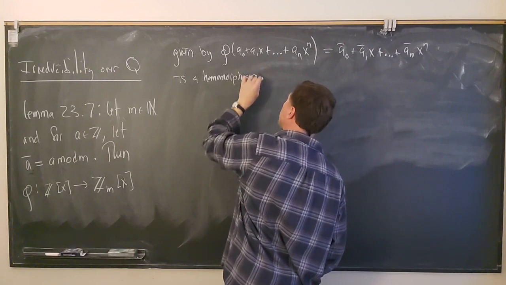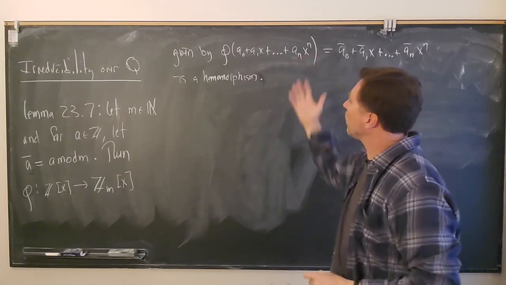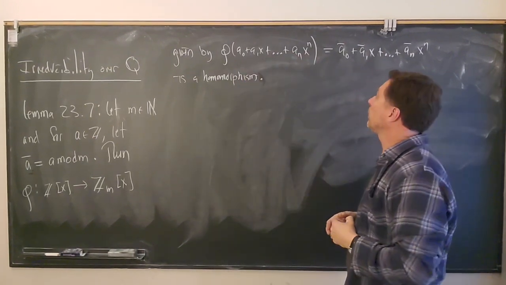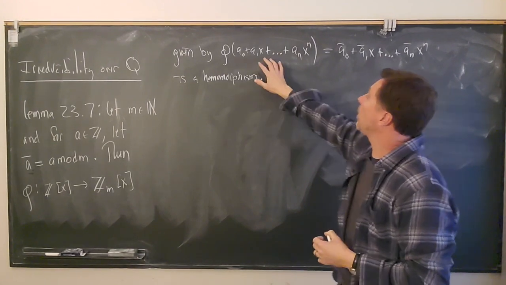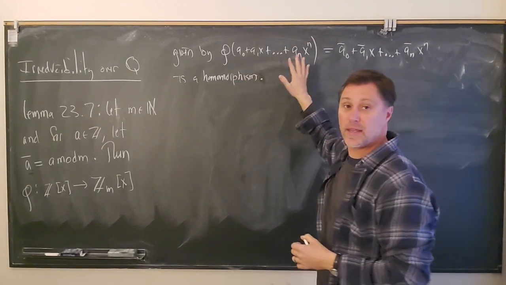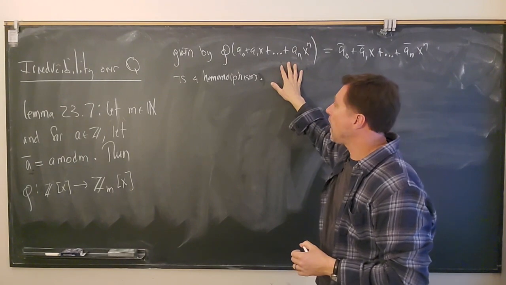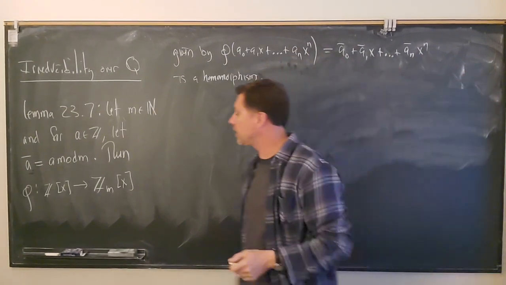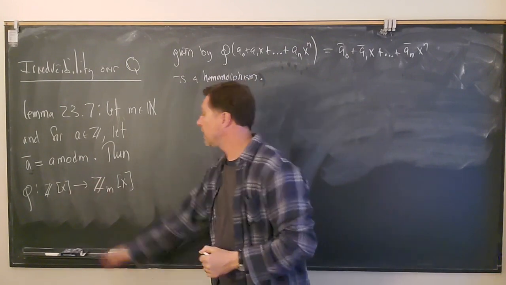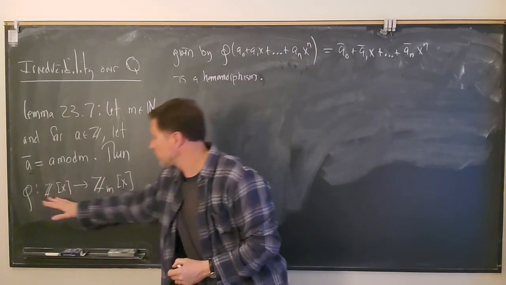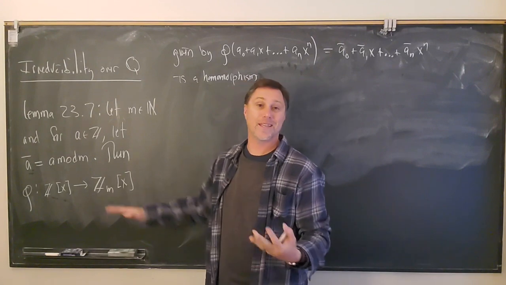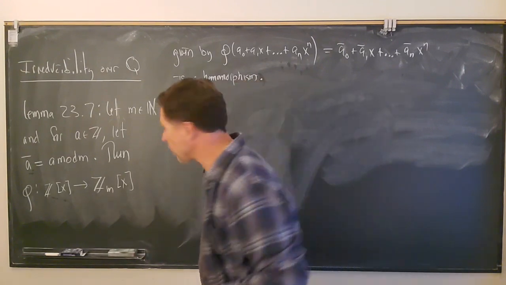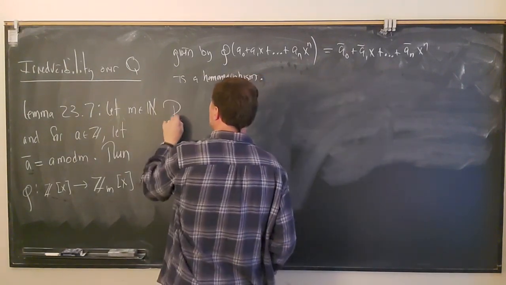We're introducing this bar notation because one thing we'll want to do on a fairly regular basis is start off with a polynomial whose coefficients come from the integers, and then reduce the coefficients mod m. This lemma tells us that's actually a homomorphism. It takes a polynomial with integer coefficients to a polynomial with coefficients in Zm. To prove this, we just need to crank it out.